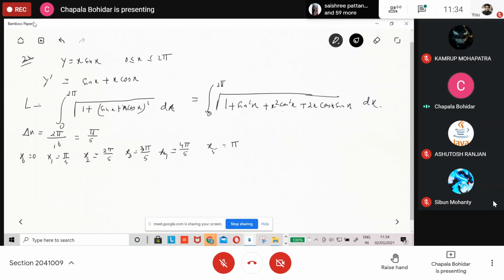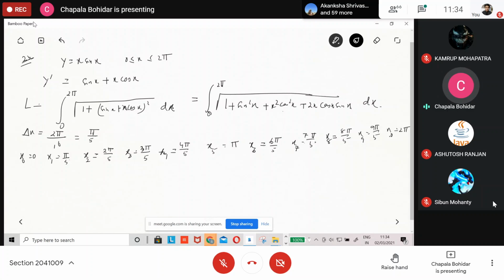Then x6 is equal to 6 pi by 5, x7 is equal to 7 pi by 5, x8 is equal to 8 pi by 5, x9 is equal to 9 pi by 5, then x10 is equal to 2 pi. All of you got this value?